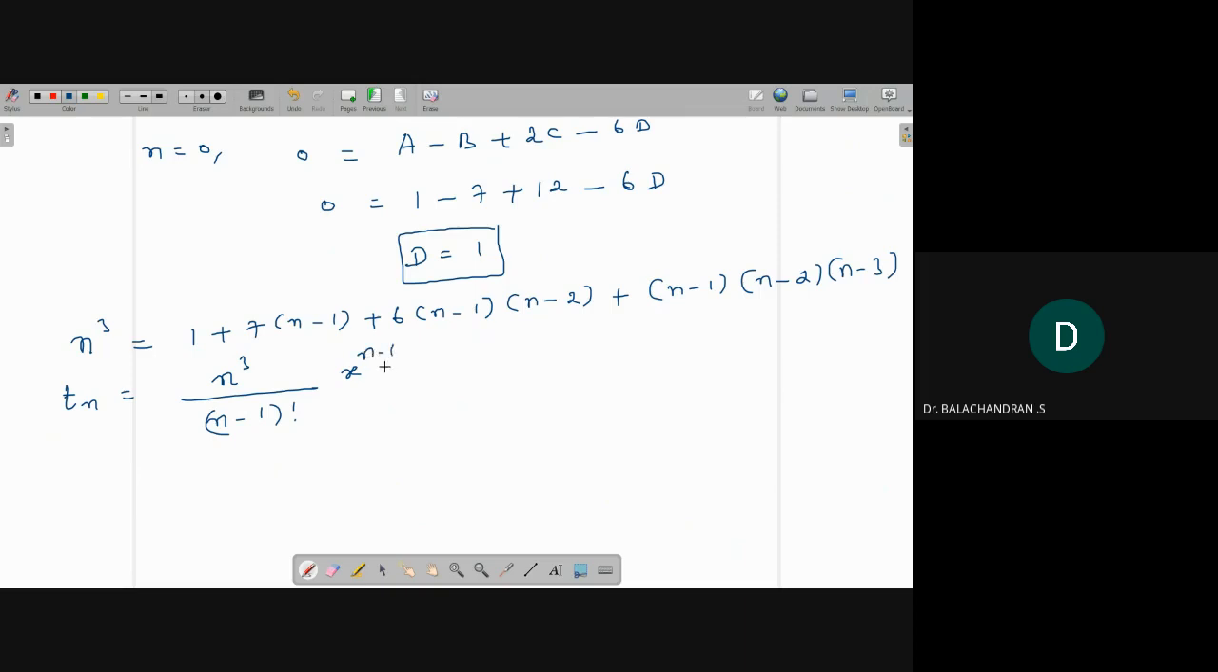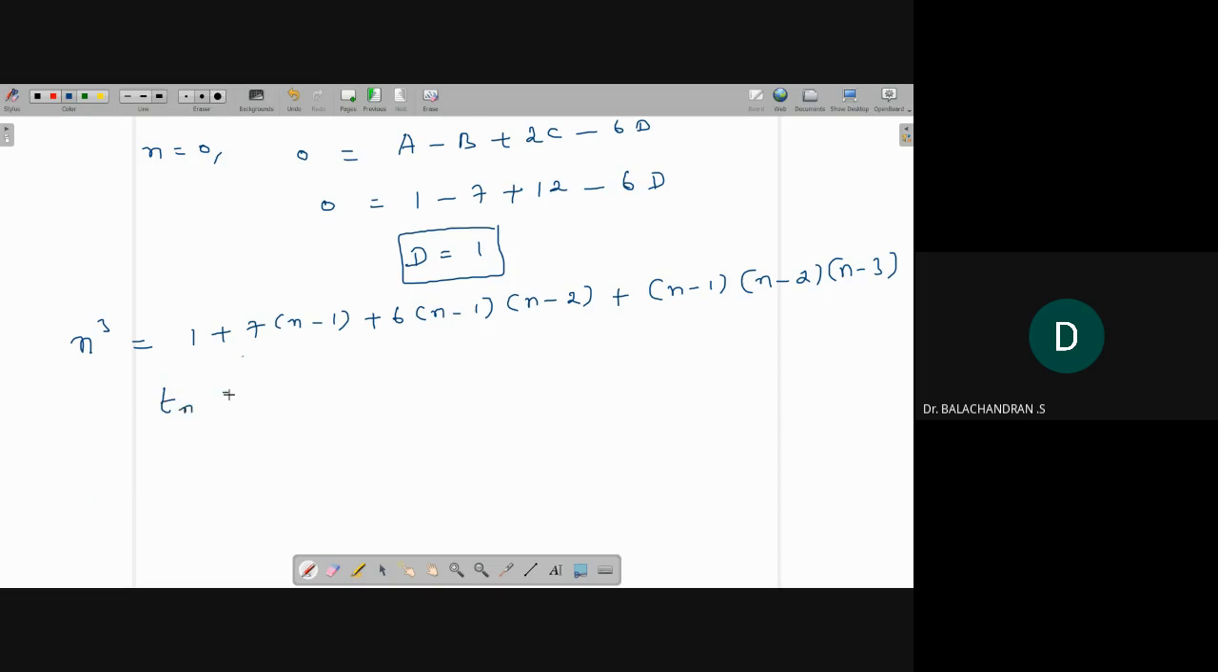Suppose n equal to 1. When n equal to 1, you'll get what? 1 by 0 factorial into x power 0. For t2, if I substitute 2, please wait. You can't do it directly. First, you need to split it.